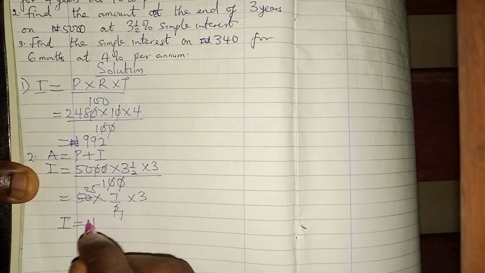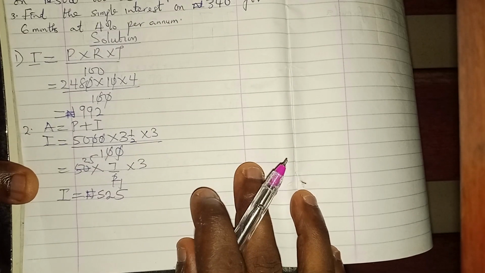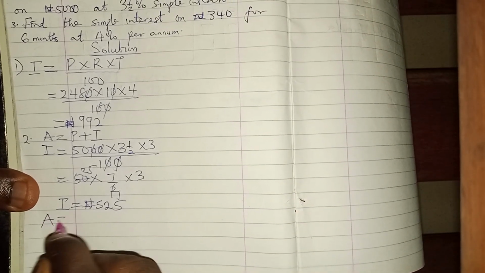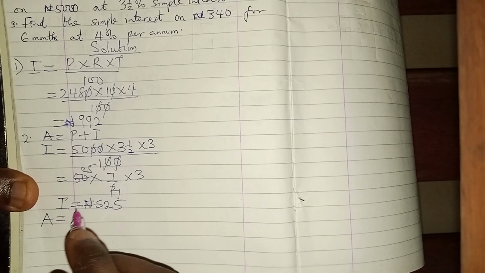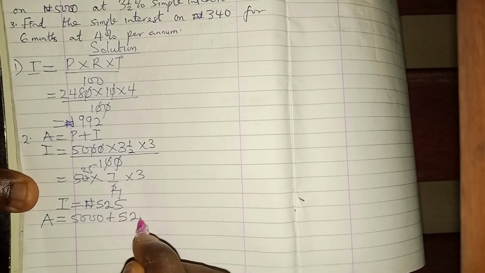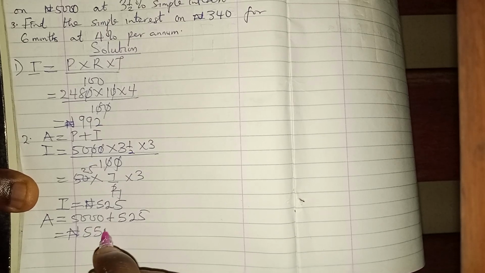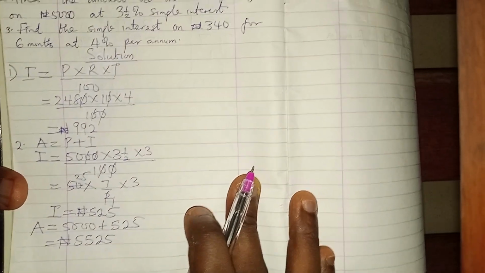So we have 525 naira. That's the interest at the end of 3 years. So the amount that you now have in your bank account will be the principal, that's the initial money, 5,000, plus 525, to give us a total of 5,525. That is the amount at the end of 3 years.